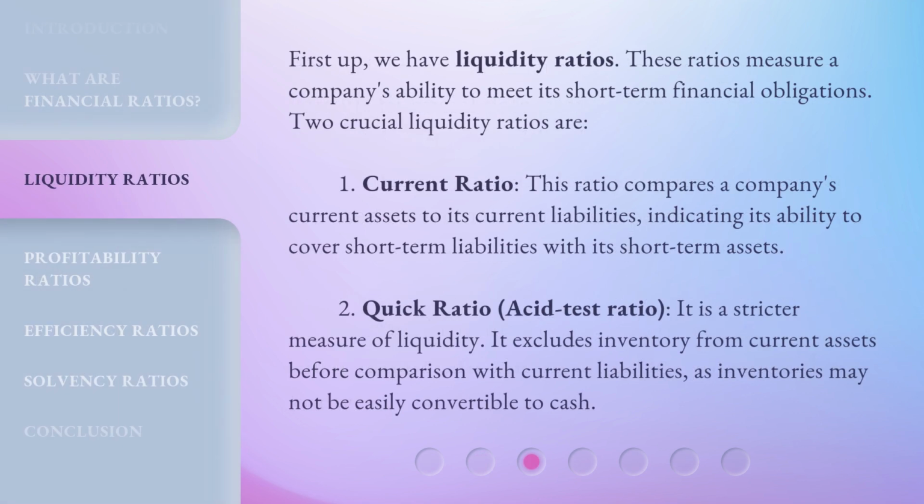First up, we have liquidity ratios. These ratios measure a company's ability to meet its short-term financial obligations. Two crucial liquidity ratios are: 1. Current ratio. This ratio compares a company's current assets to its current liabilities, indicating its ability to cover short-term liabilities with its short-term assets. 2. Quick ratio, or acid test ratio. It is a stricter measure of liquidity. It excludes inventory from current assets before comparison with current liabilities, as inventories may not be easily convertible to cash.